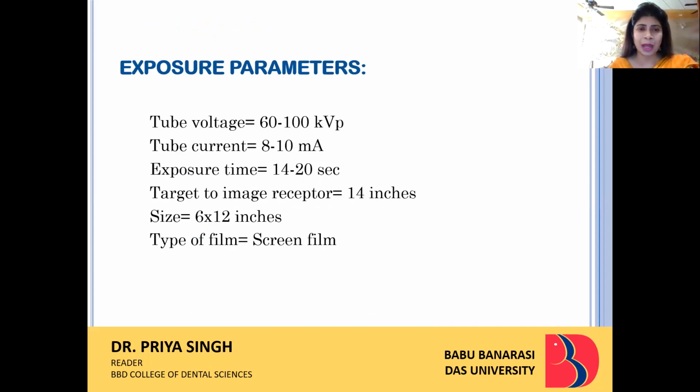The exposure parameters that we utilize in panoramic radiography: tube voltage we keep in the range of 60 to 100 kVp, tube current in the range of 8 to 10 milliamperes. Exposure time varies from machine to machine, but it usually ranges from 14 to 20 seconds. Target to image receptor distance is 14 inches. Size is 6 into 12 inches. Type of film, which I've already told, is screen film. That is, we utilize intensifying screens along with it.